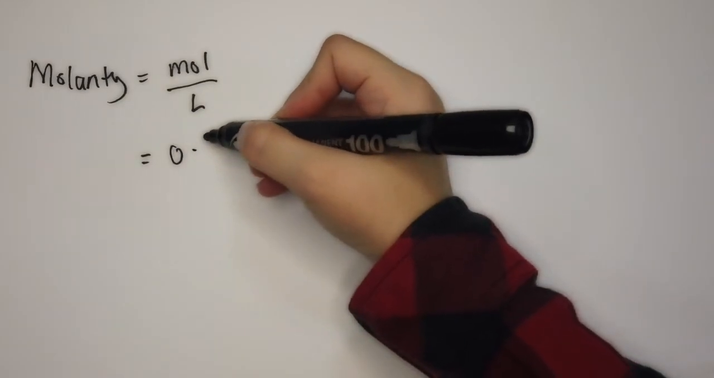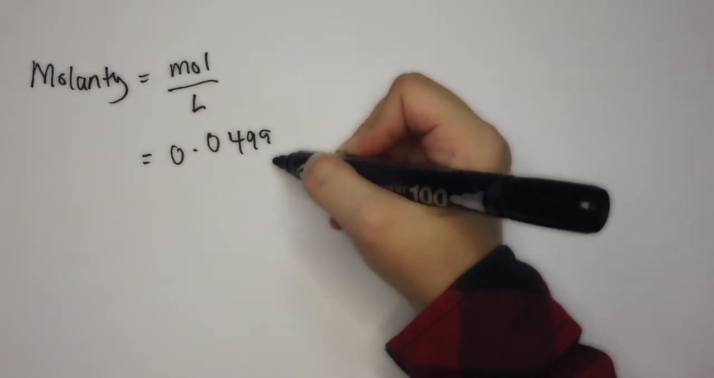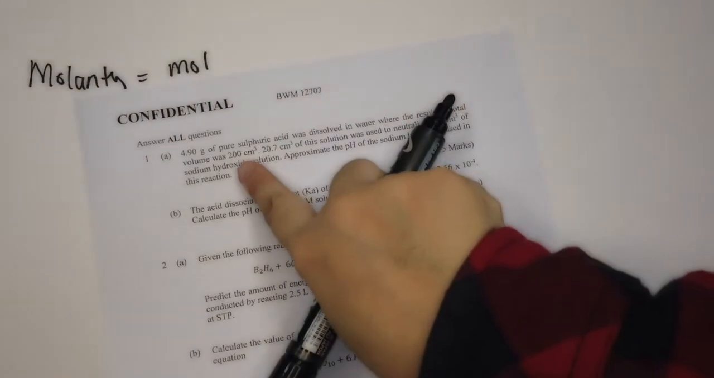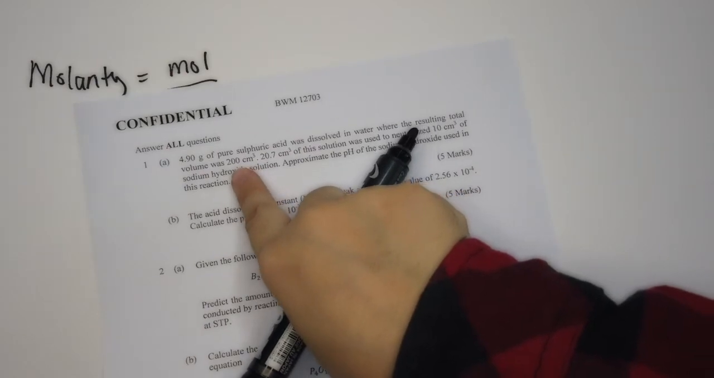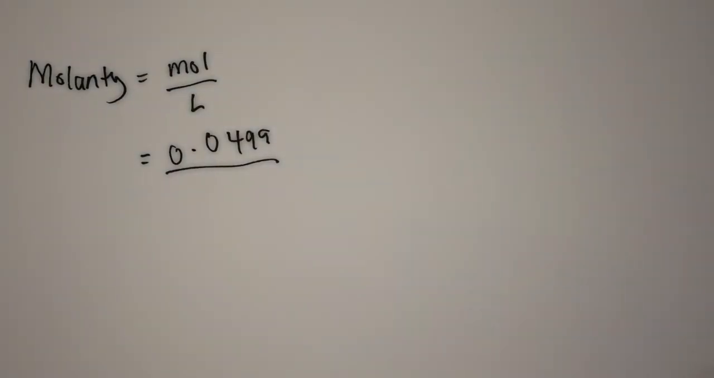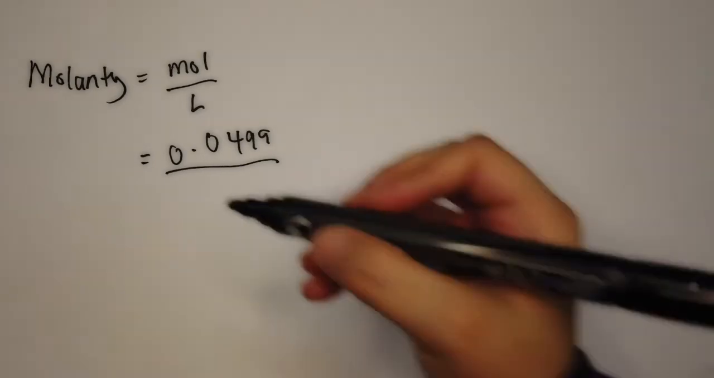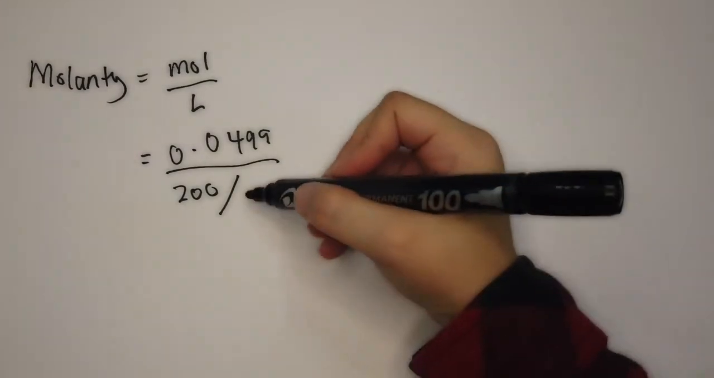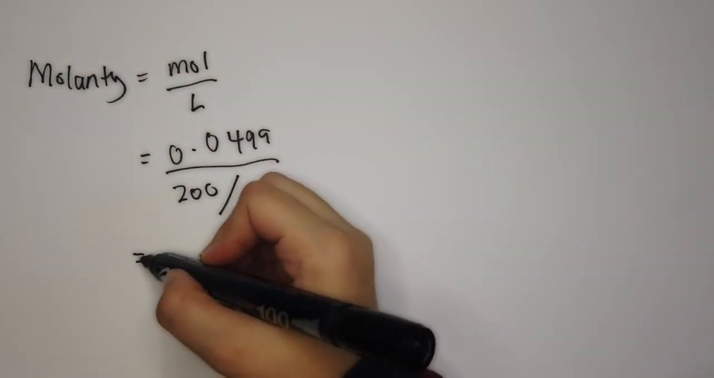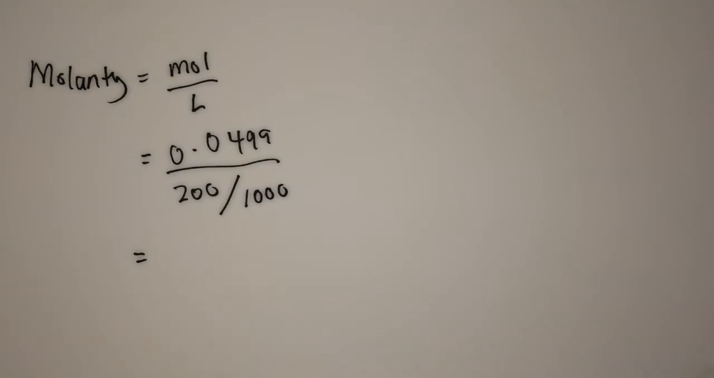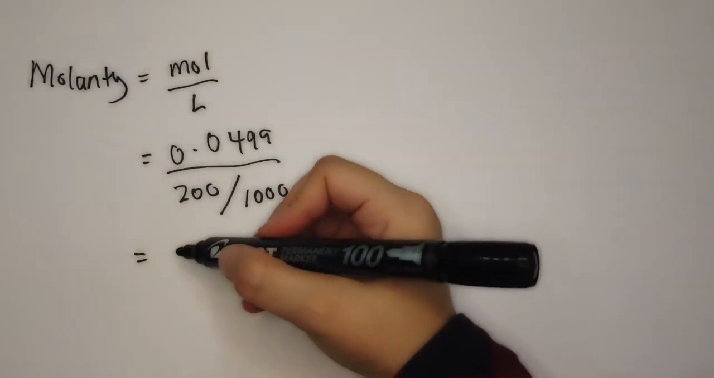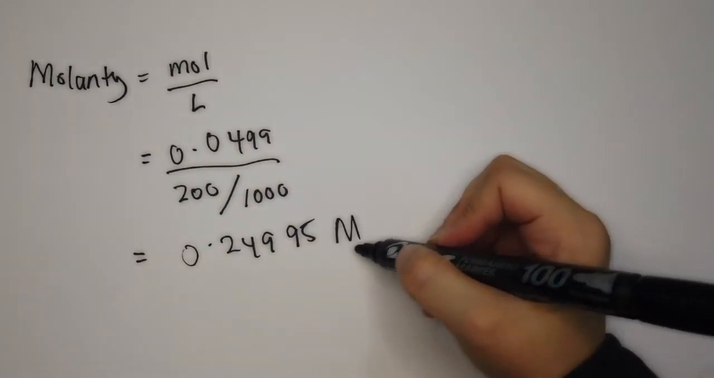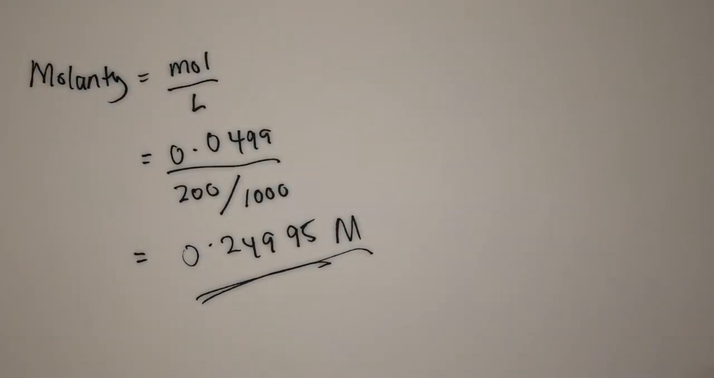So 0.0499 divided by, okay, what is the volume, right? Here, the total volume is 200 centimeter cube. You need to convert it to liter, so you divide it by 1000. So you should get the molarity of sulfuric acid equivalent to 0.24995 molar.